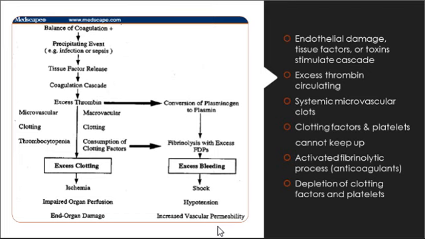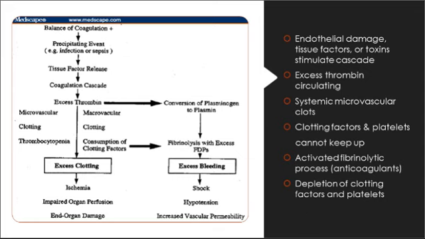The clotting factors and platelets are used faster than they can be produced. This fibrinolytic process is trying to break down these clots, which leads to excess clots. The body's trying to help itself, but it's not. That's what FDP is, fibrin degradation products. They're very, very strong anticoagulants, which are released as part of this fibrinolysis process, leading again to further bleeding.